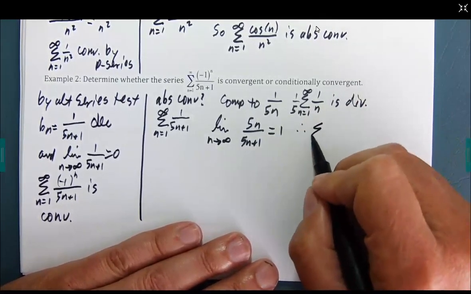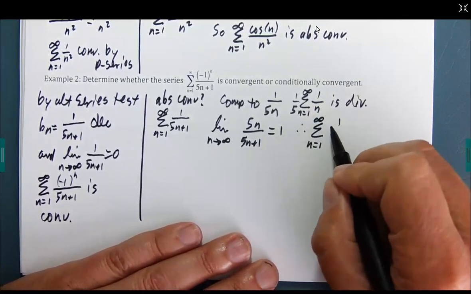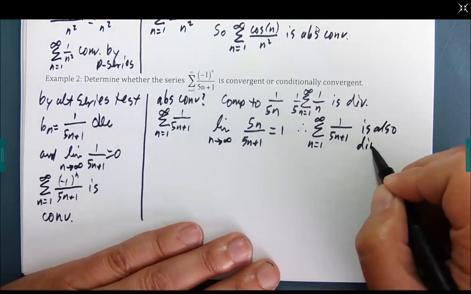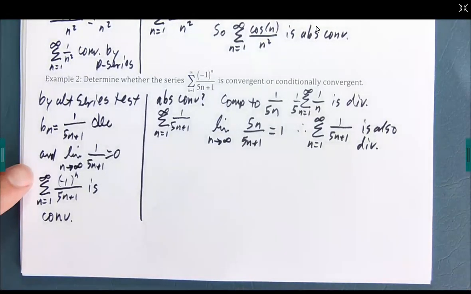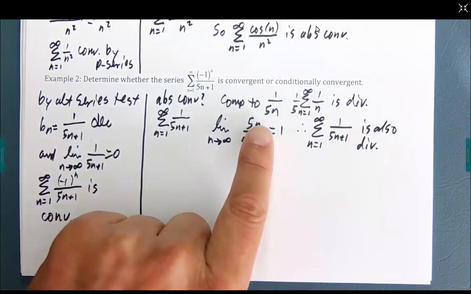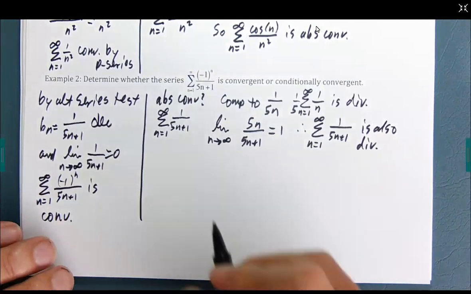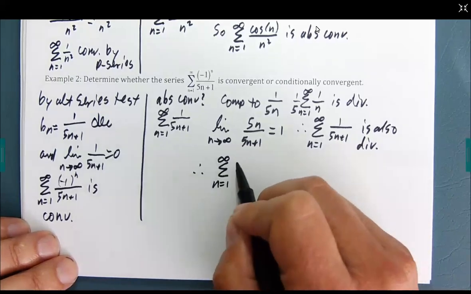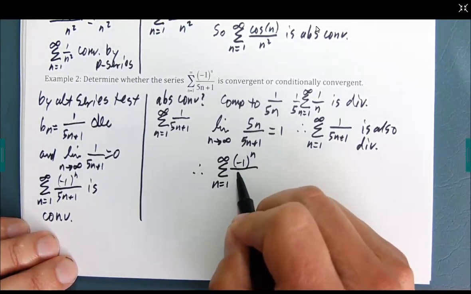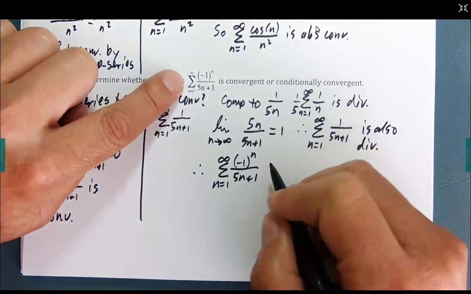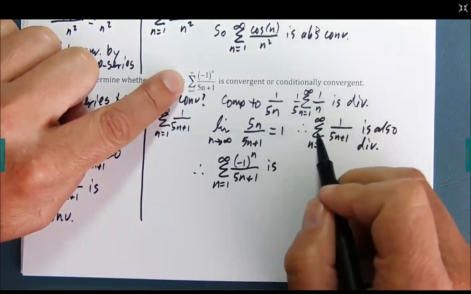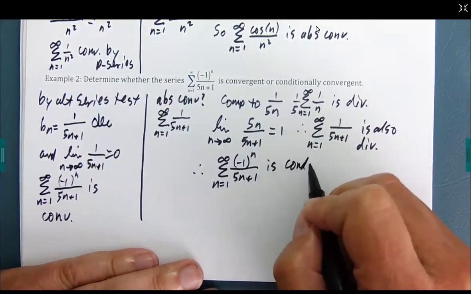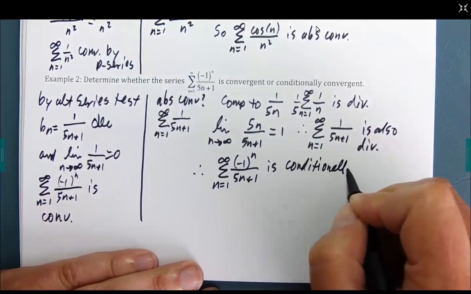And therefore, we can say that this is also divergent. So we have that it's convergent by the alternating series test, but it's divergent when we take the absolute value. So our overall conclusion is our original, again, divergent when we take the absolute value, convergent when we do another test. So we say that this is conditionally convergent.